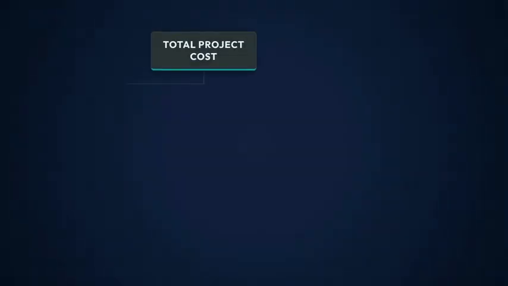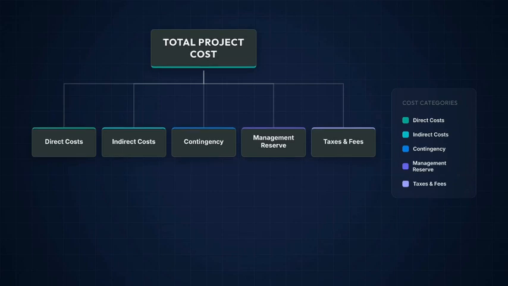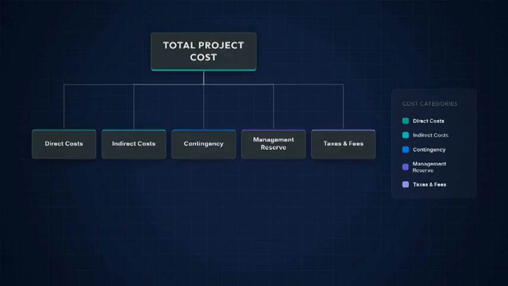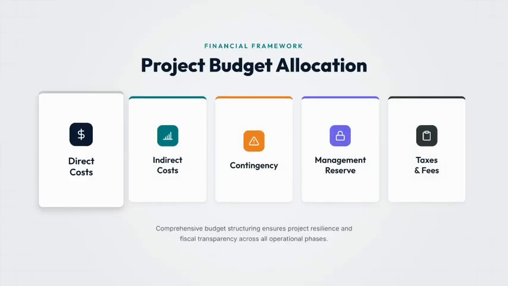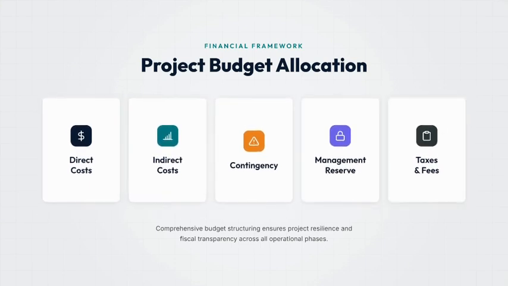Level 1 splits that total into 5 top-level buckets. Get these 5 right, and you've got the skeleton of almost any project budget. Direct costs, indirect costs, contingency, management reserve, and taxes and fees. Let's take them one at a time.